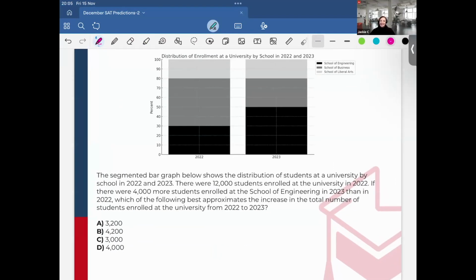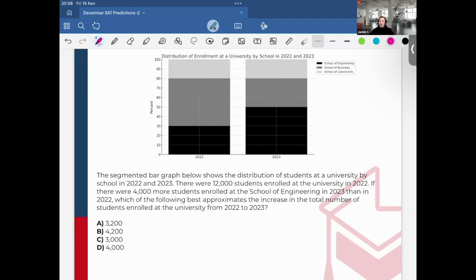So continuing our journey. Oh my goodness, amazing. The segmented bar graph below shows the distribution of students at a university by school in 2022 and 2023. There were 12,000 students enrolled in 2022. If there were 4,000 more students enrolled at the School of Engineering in 2023 than in 2022, which of the following best approximates the increase in the total number of students enrolled at the university from 2022 to 2023?